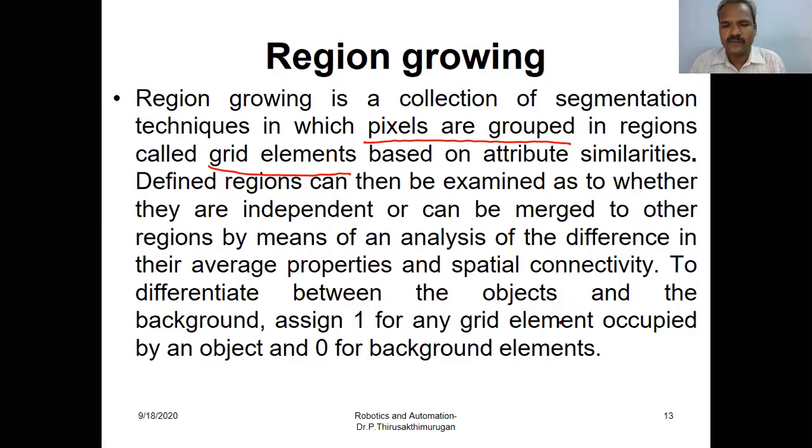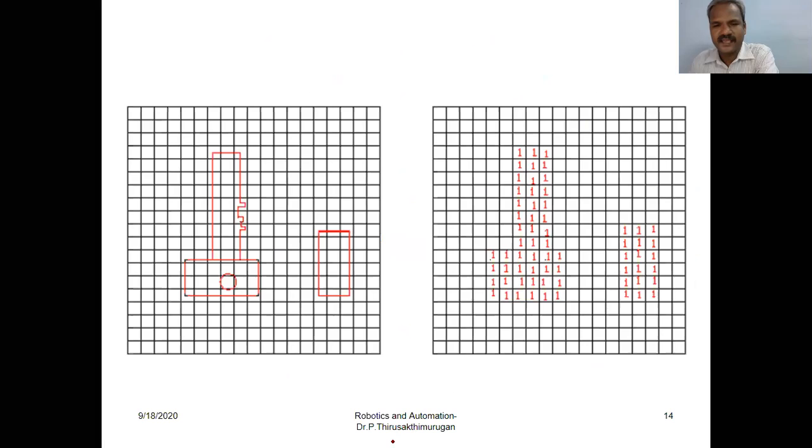To differentiate between the objects and the background, assign 1 for object and 0 for background. So assign 1 for any grid element occupied by an object, 0 for background. You see here, this is a typical image, say this is an image of an object. So we have to do region growing. Region growing means assigning one value for the object, wherever the object is available in the frame grabber. Say this is the frame grabber.